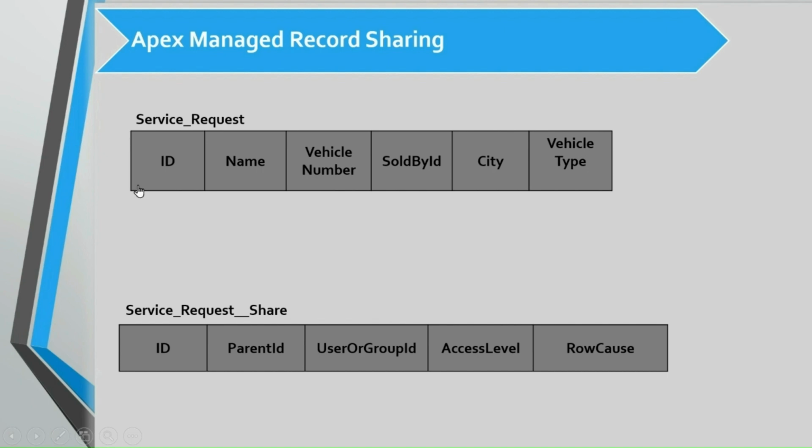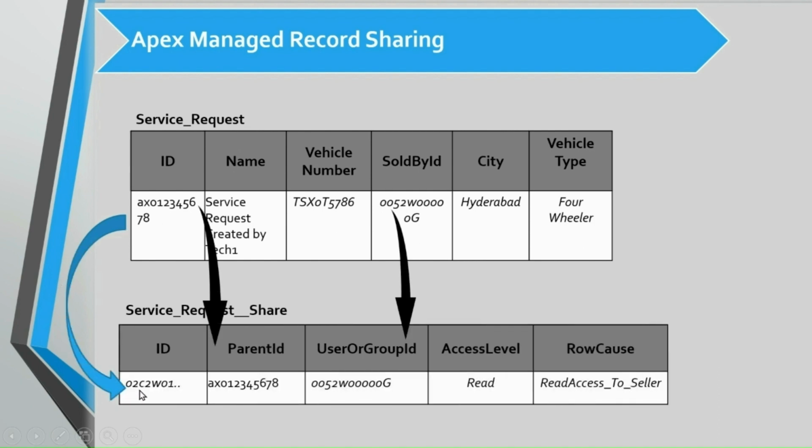Now our requirement is, as soon as somebody inserts a record into the Service Request object, we have to see the sold by ID, and for that sold by ID, we have to grant read access by inserting a corresponding read access record into the Service Request __share. That is, soon after we insert a record, we are going to insert a record into the Service_Request__Share by copying the ID of the service request as the parent ID and the sold by ID into the user or group ID. So ultimately, as soon as this record is inserted into the service request, we have to insert one more record, that is to give the read access, into the __share table.